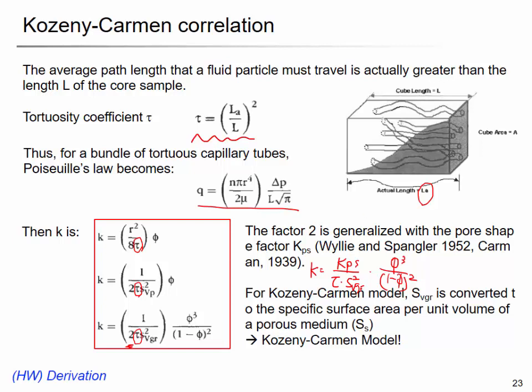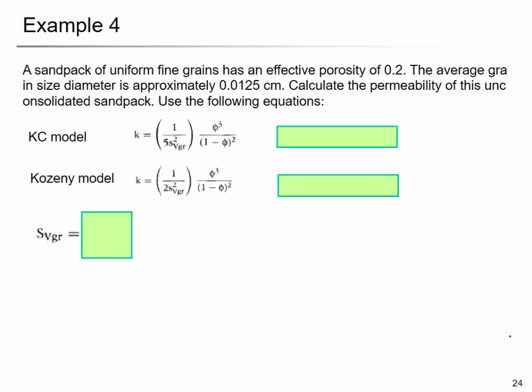So we can convert it to the unit volume of porous medium, that's S_s. Then it becomes the final Kozeny-Carman equation, KPS over tau S_s squared, but basically it's the same equation. Okay, let's move on. There's an example 4, but I think we don't have much time, so you can solve it after the class.